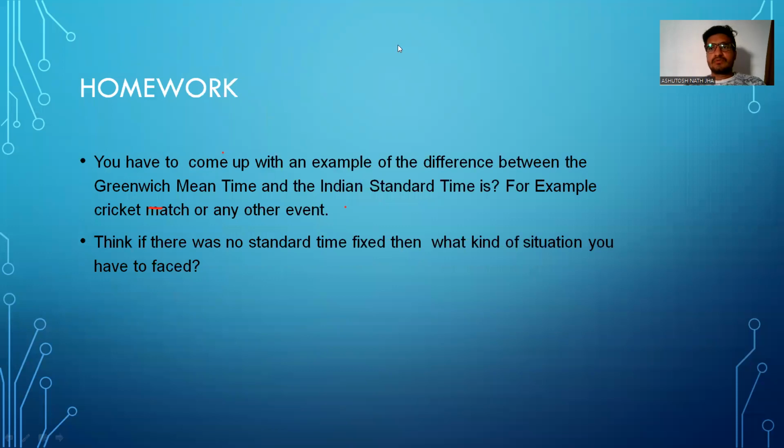So this is homework for you. The first question: come up with an example of the difference between Greenwich Mean Time and Indian time, for example a cricket match or any other event. And the second question: think, if there was no standard time fixed, then what kind of situation would you face? So this is all from my side. Thank you so much, students. Thank you.